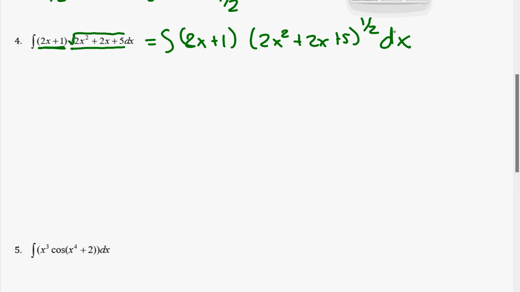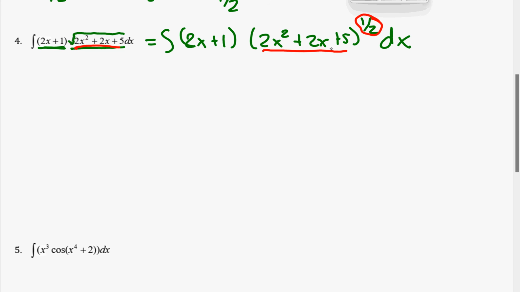dx. Okay, so this, we can't FOIL that out, right? So if that was a 2, you could FOIL this out and then distribute that and then do it, or you can do substitution rule. This, because we have a half power here, we have to do substitution rule. Like I kind of said before, anything inside the root, that's usually our u, right?